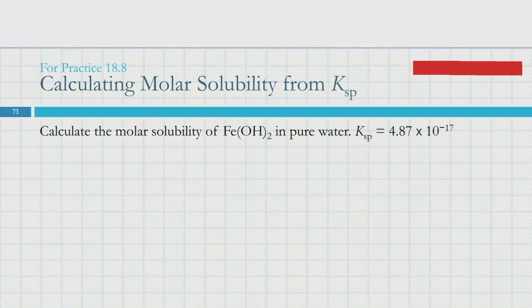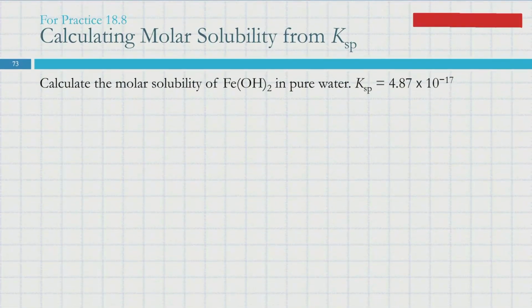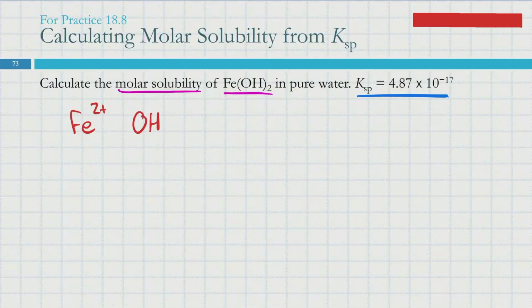Let's do another one. Calculate the molar solubility of iron 2 hydroxide in pure water. So this time, molar solubility of Fe(OH)2. Our KSP is given to us. We can write out an ice table. In solution, we are going to form iron 2 plus. We are also going to form hydroxide.